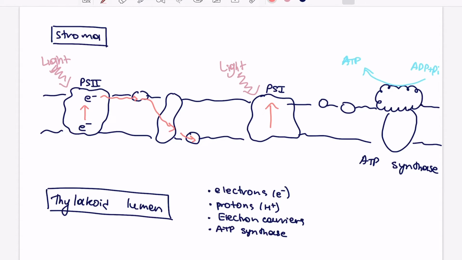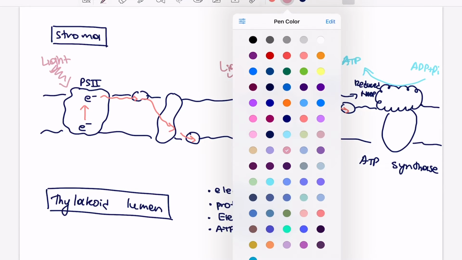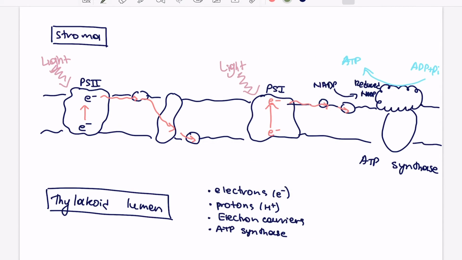These processes happen more or less simultaneously. So although I'm teaching it to you guys as happening in separate stages, they're actually happening probably mostly simultaneously. Finally, the electrons will be accepted by a coenzyme NADP, which will then become reduced NADP, which is slightly different to NAD for respiration, but the easy way to remember it is NADP, P for photosynthesis.